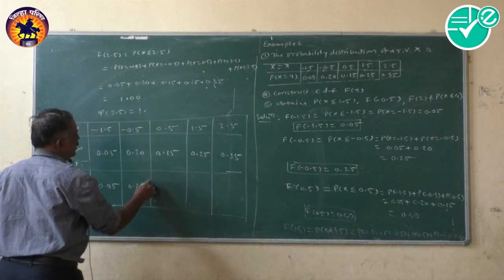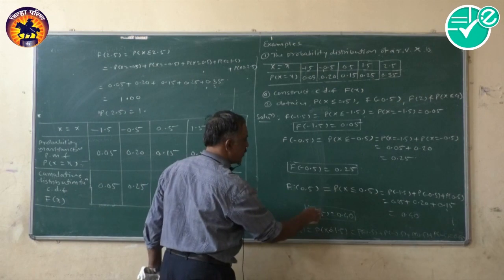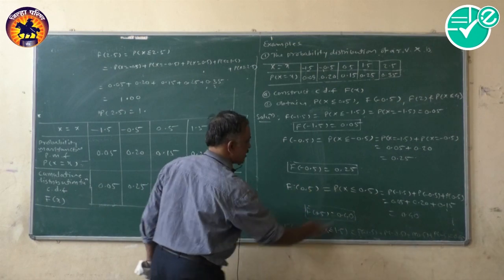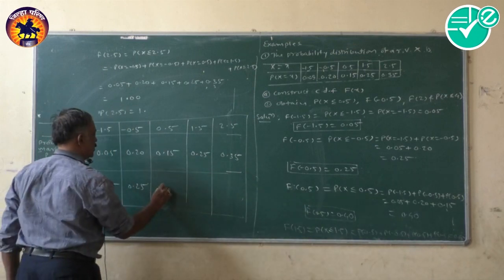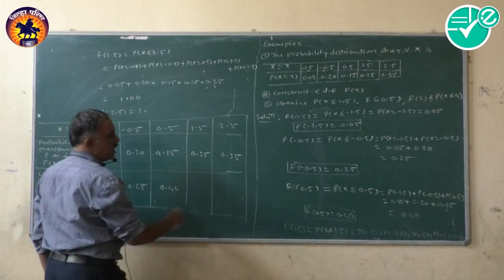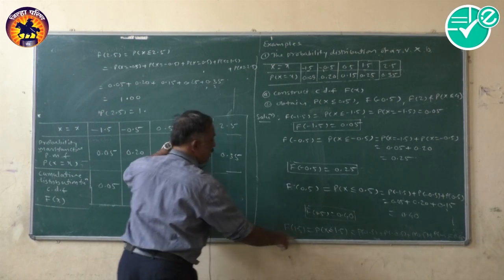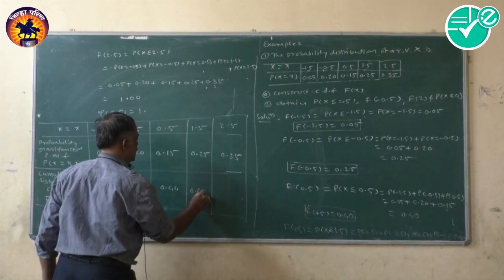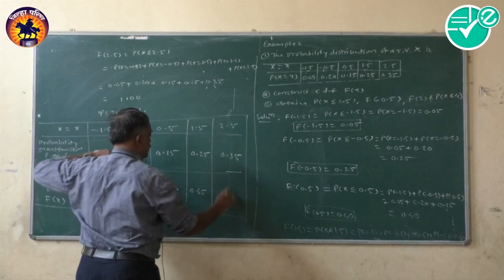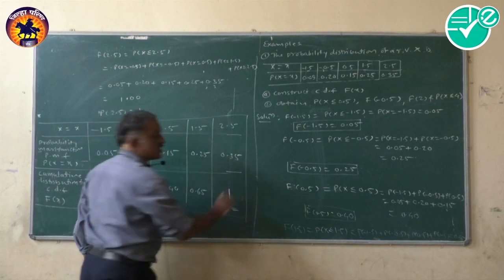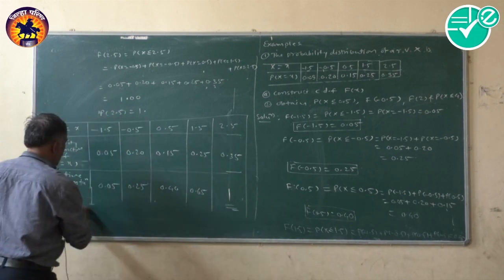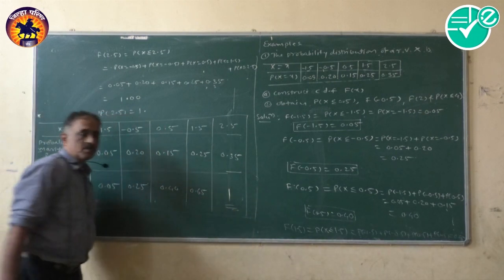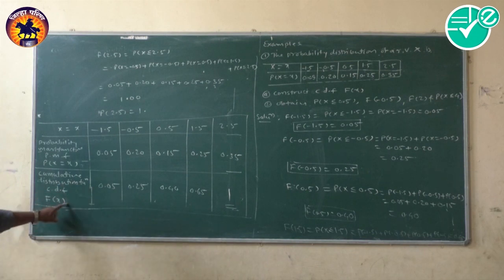0.25, then F of 0.5 will be 0.40. F of 1.5 will be 0.65. And lastly, F of 2.5 is equal to 1. At last, we must have 1 here. Then and only then our problem is correct. Otherwise, it will not be a PMF, or our calculations may be wrong. So this is a cumulative distribution function. This is a probability mass function.